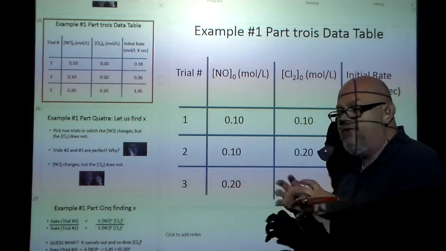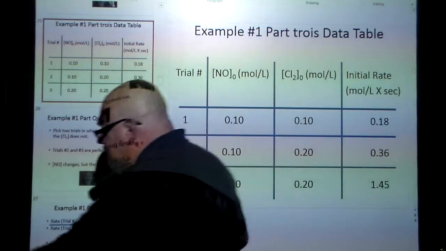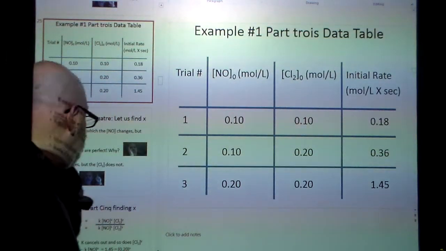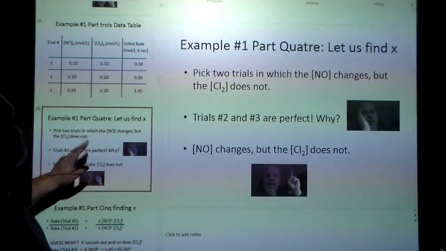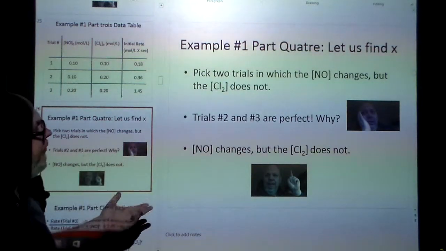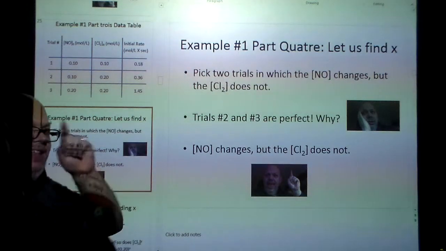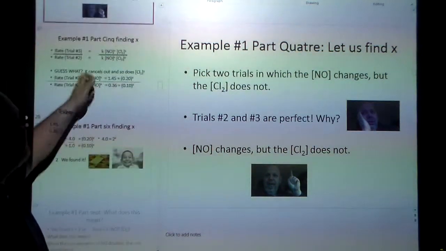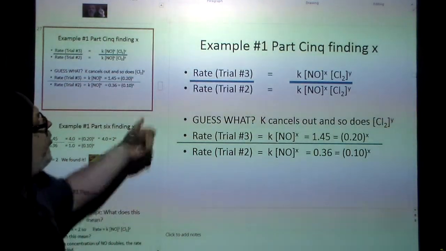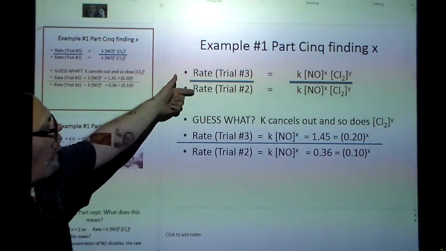That is perfect for what we need to do to find what is the X, the concentration of NO to the X power. That's what we absolutely need. So, trials 2 and 3 are perfect. But why are they perfect? Because the NO concentration changes. The Cl2 concentration doesn't. So now we can look at the rate of trial 3 over the rate of trial 2.